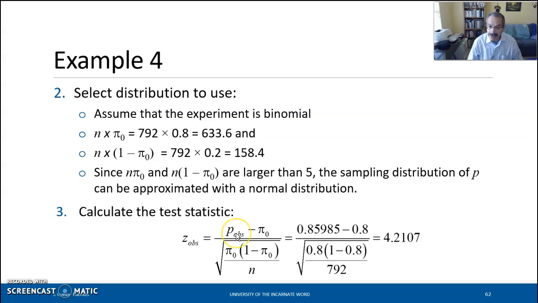Now the way we calculate this, we use the calculated sample proportion minus the population proportion under the null hypothesis, and then we calculate the standard error like this. So we carry out this calculation, and then we find that the z value is 4.2107. Remember, the z values are multiples of standard deviations. This is telling us that this estimate is about 4.2 standard deviations away from the hypothesized value, the population proportion of 0.8.